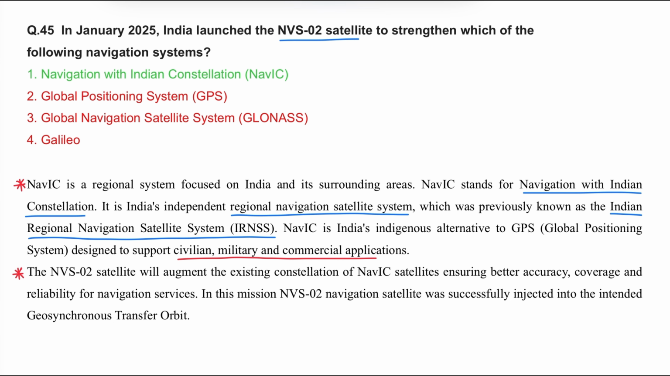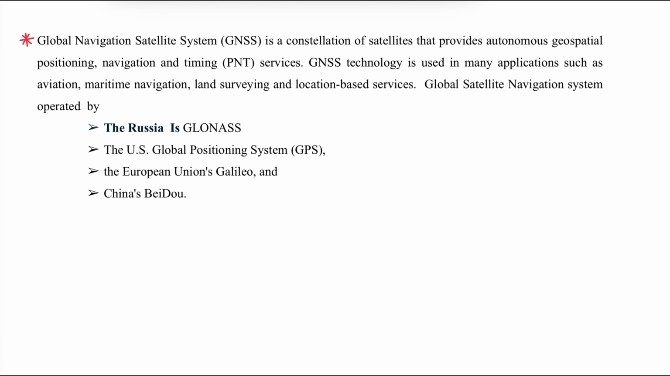NVS 2 satellite will augment the existing constellation of NAVIC satellites, ensuring better accuracy, better coverage, and reliability for navigation services. Correct answer is NAVIC, Navigation with Indian Constellation. So for Russia, it is GLONASS. For US, GPS. European, Galileo. For China, it is Baidu.